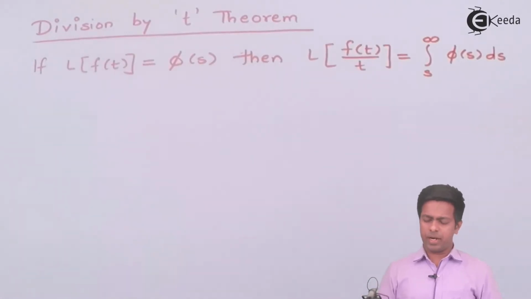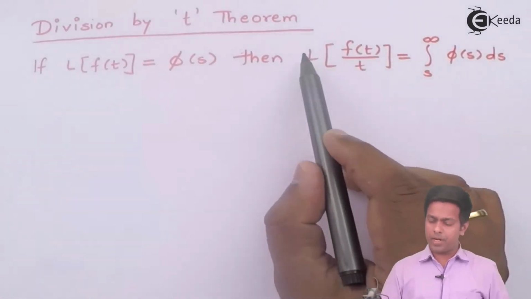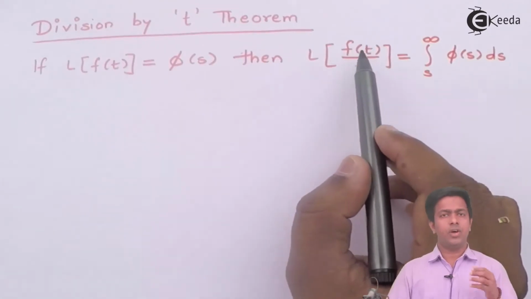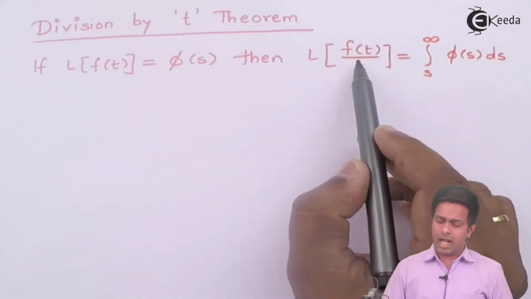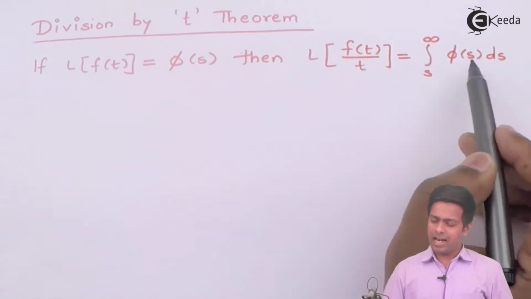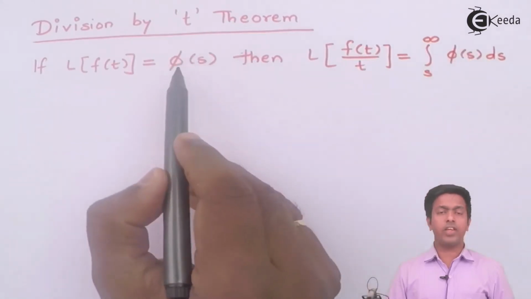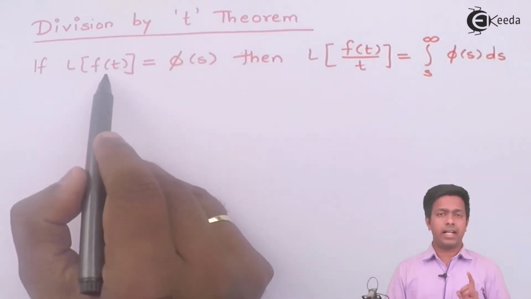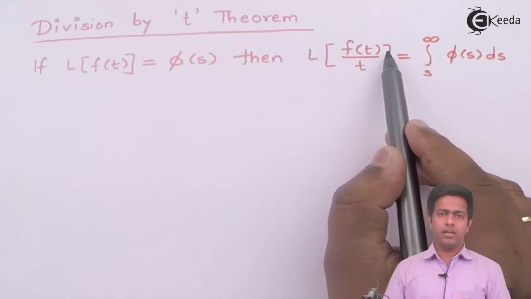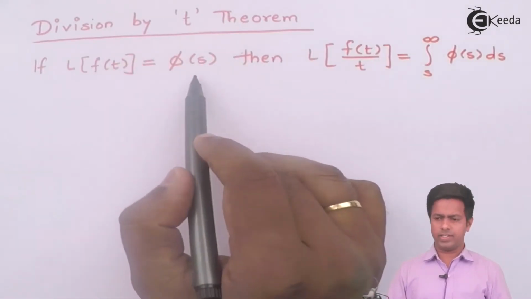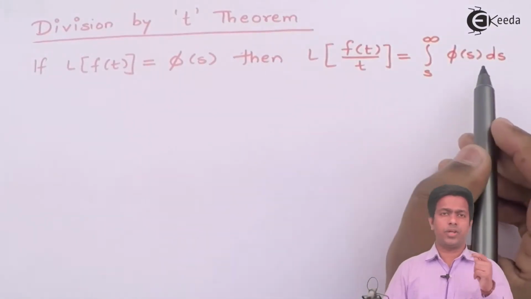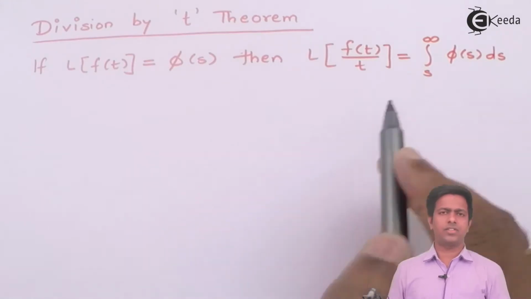As per the property division by t, if we have Laplace of f of t upon t, it means the denominator will be t but the numerator will be a function of t. Then the answer is given by integration s to infinity phi of s ds. And to find out this phi of s, we have to find out Laplace of f of t. And here f of t is the numerator, so I am going to find the Laplace of the numerator. Whatever answer comes, I'll call it phi of s and integrate it with the limits s to infinity, and we will get our answer. So let's start.